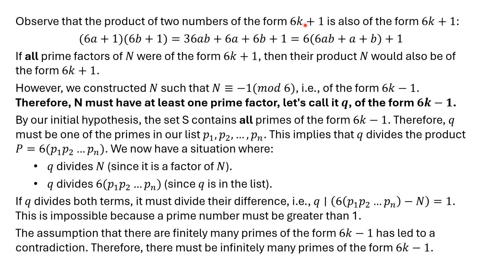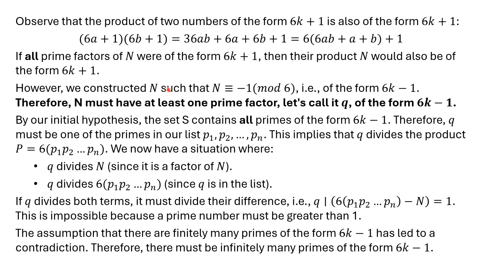So if we take any two numbers of the form 6k plus 1, and we multiply them, so I've shown that here, we get this here, and then we can divide a 6 out of these first 3 terms. Then we get something that's also of the form 6k plus 1. We don't care what this is, we just know it's an integer. If all prime factors of n were of the form 6k plus 1, then their product would also be of the form 6k plus 1.